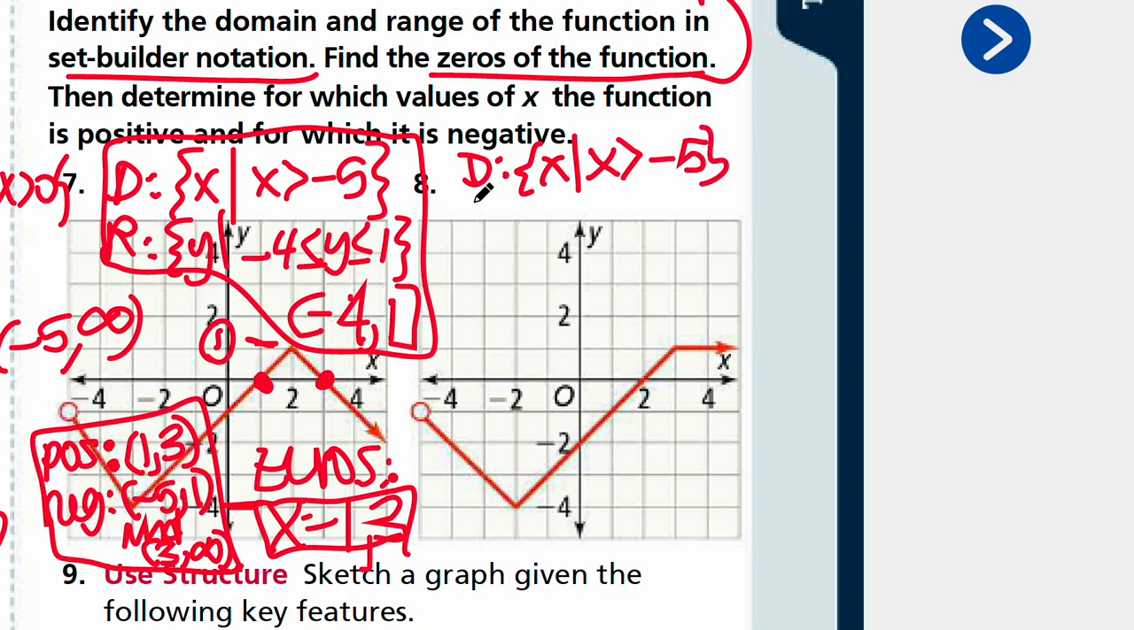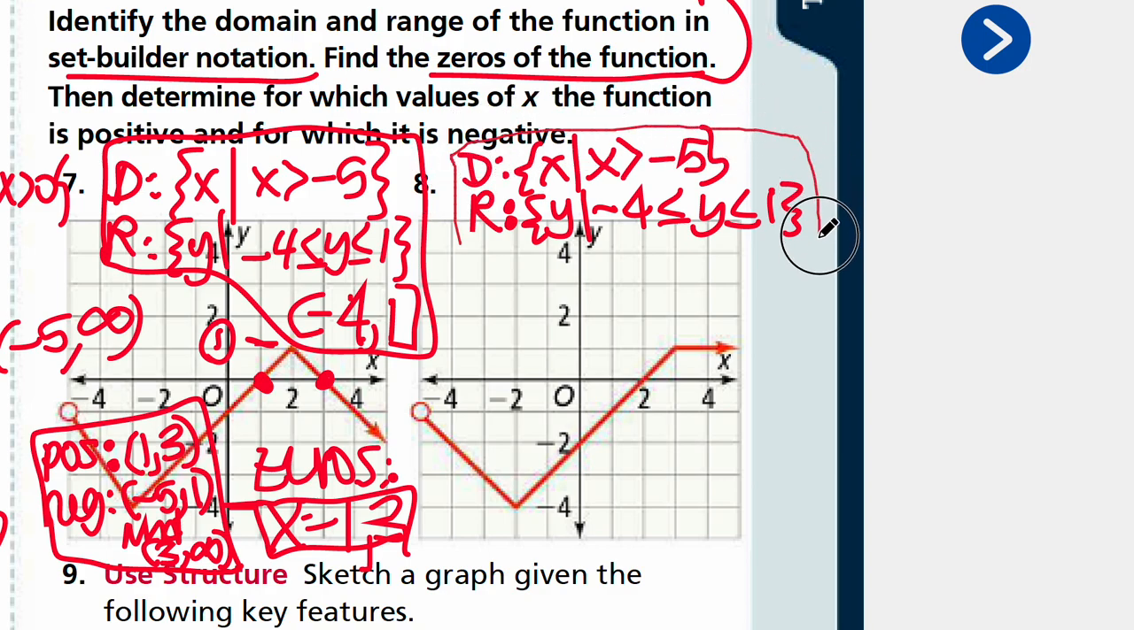So that's your domain. And then your range, all the values for the y values, right? Your y value starts from -4, and also maximum is also 1. So your range is the same as well. So it starts from -4, including -4, and ends at 1. Okay, same domain and range. That is our first answer. And then zeros.